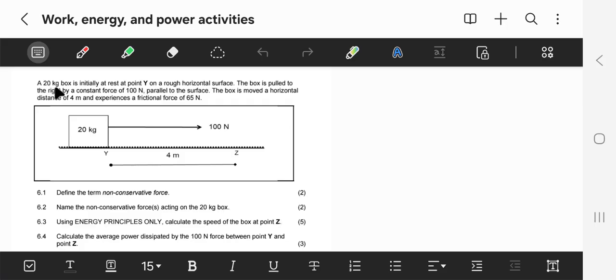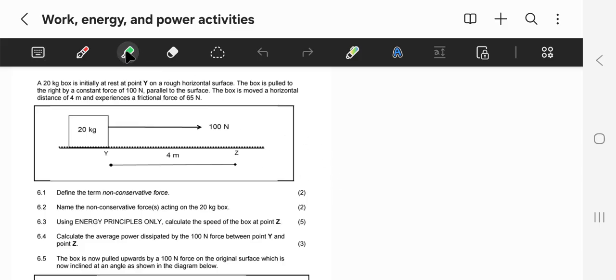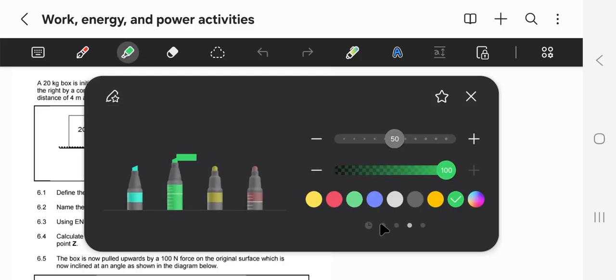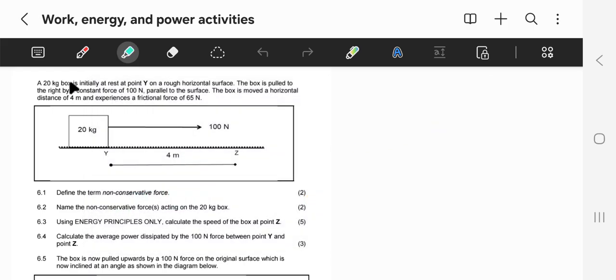They are saying here that we have a 20 kg box which is initially at rest, and this part that says the object is initially at rest tells us about the initial velocity, right? And that means our initial velocity is going to be 0, and it's on a rough horizontal surface. Rough horizontal surface means there's friction.